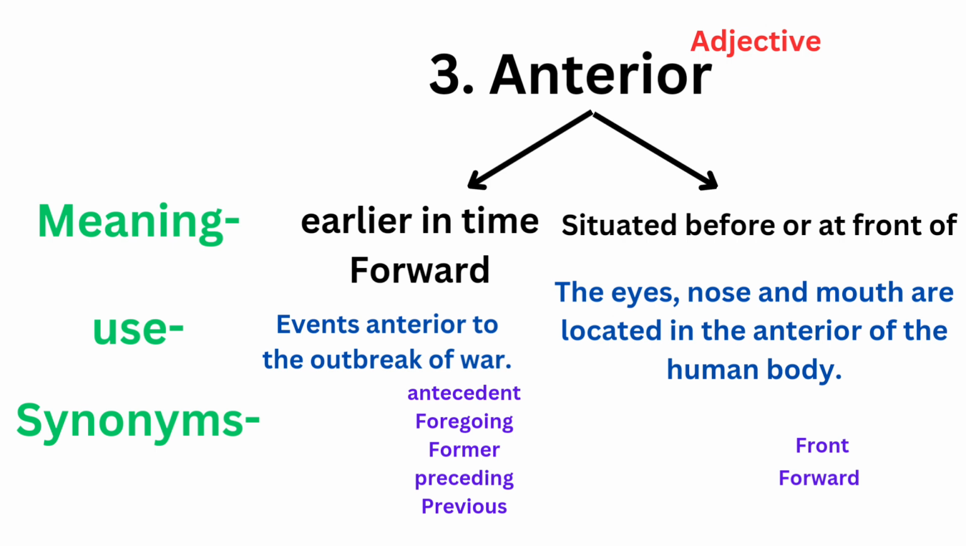Synonyms of anterior in this context are antecedent, which was our first word also. Second is foregoing, former, preceding, and previous. Second meaning of anterior is situated before or in front of. We can understand it by using it in a sentence like the eyes, nose, and mouth are located in the anterior of the human body. Synonyms are front or forward. So, anterior has two meanings. First is forward in time, and second is something which is situated in the front of the other thing.